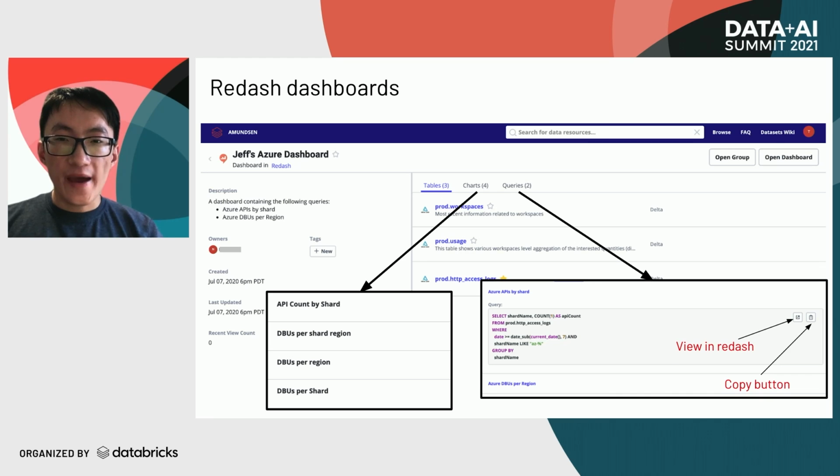From the dashboard page, we can find dashboard metadata like description, owner, create time, and last update time from the left panel. On the right side, we have the Tables tab, which gives us a list of tables used by the current dashboard. We also have charts belonging to it, and the queries that compose these charts. For these queries, we can easily copy them and even view them in the Redash dashboard directly.